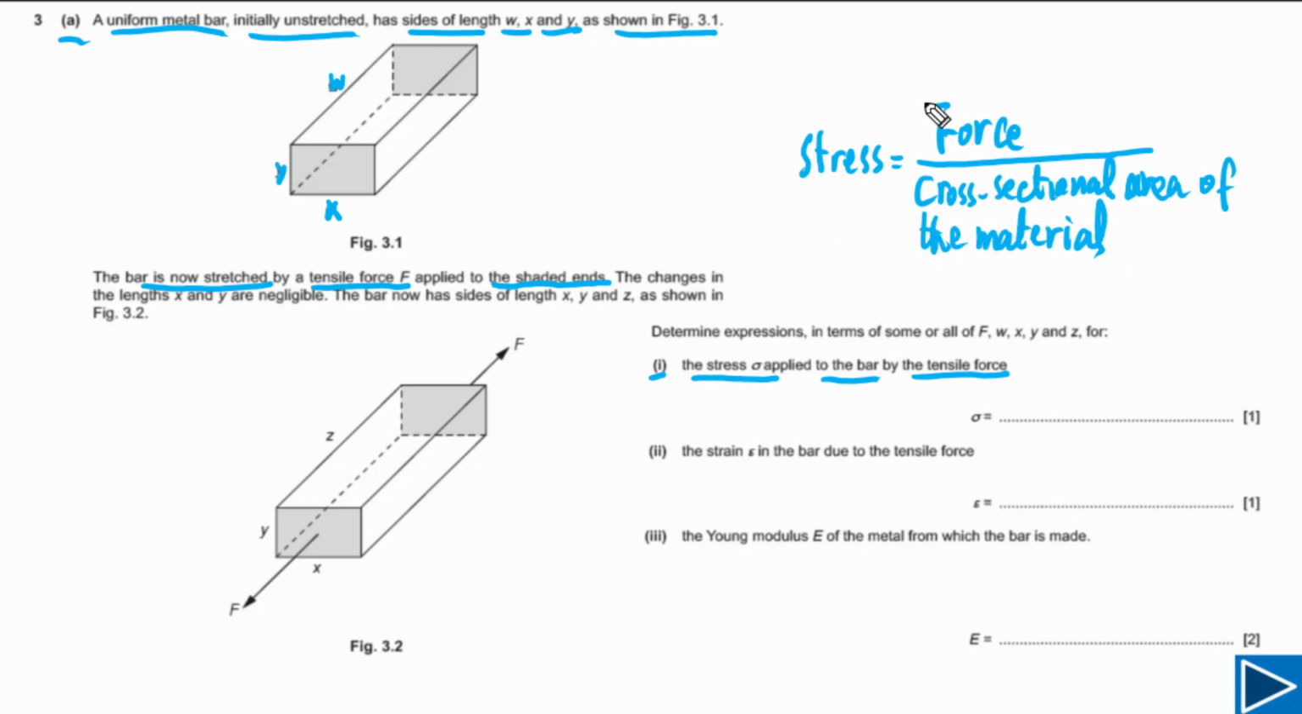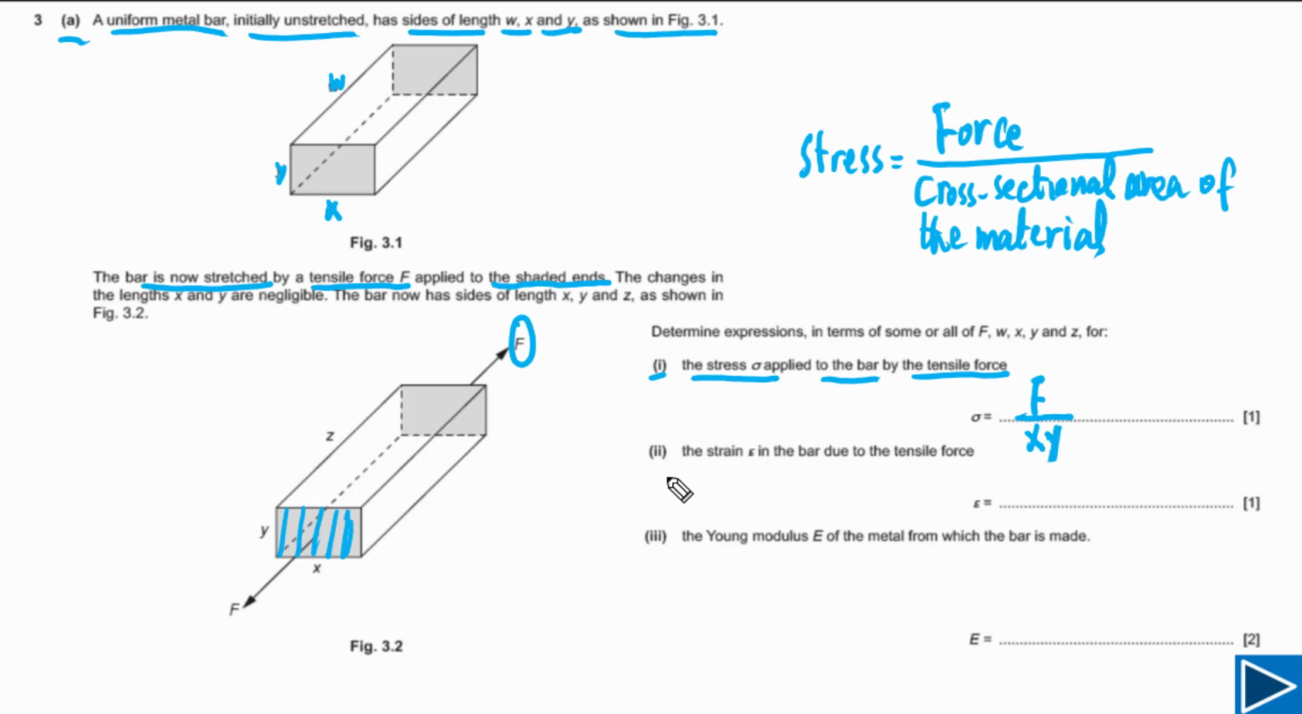Now how can we calculate? What is the force in this case? We apply force F on this. So simply we will say sigma in this case will be equal to F divided by cross-sectional area of the material, and this is the cross-sectional area. This tube is uniform, so simply you have to divide by XY. So this is how you can calculate stress.